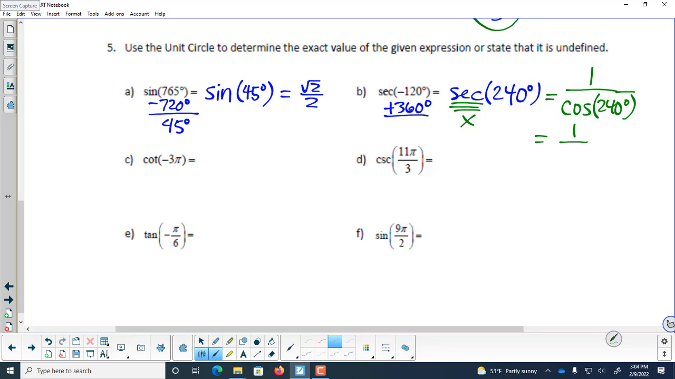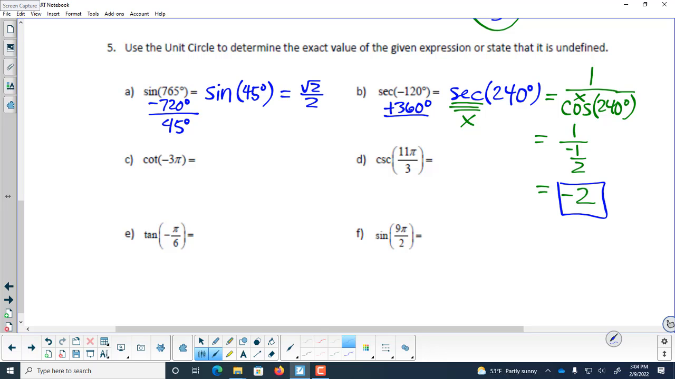Negative. We want the x coordinate. Cosine is the x. Negative 1/2. So 1 divided by negative 1/2 is 1 times the reciprocal, so it's going to be negative 2. Yeah, and it's 2 over 1, but we usually don't write the 1. Okay, so if you know the cosine, all you have to do is reciprocate it, flip it. Okay?